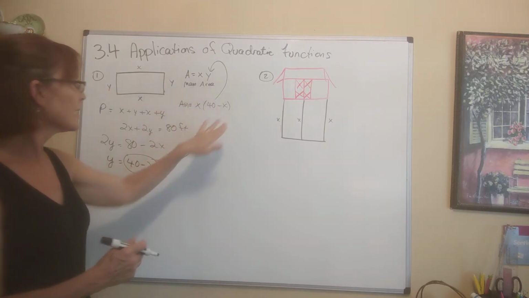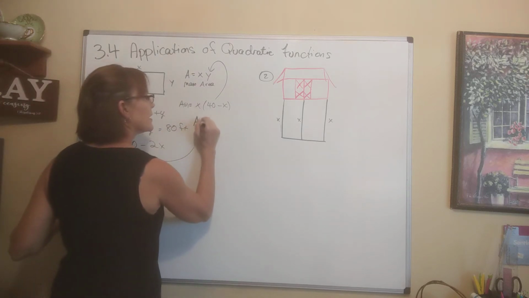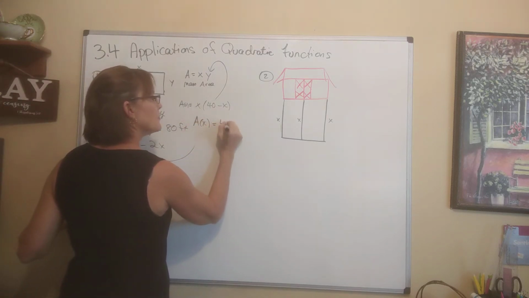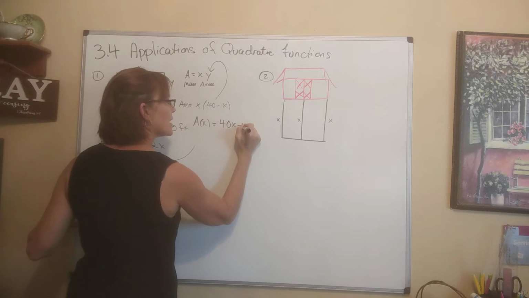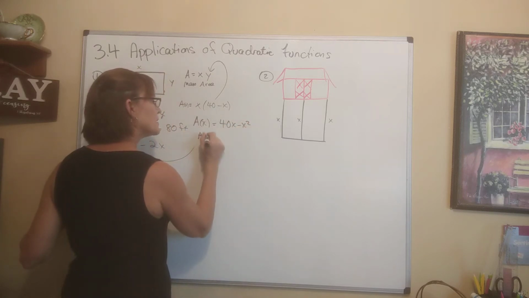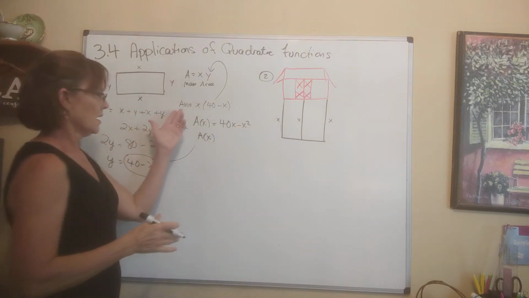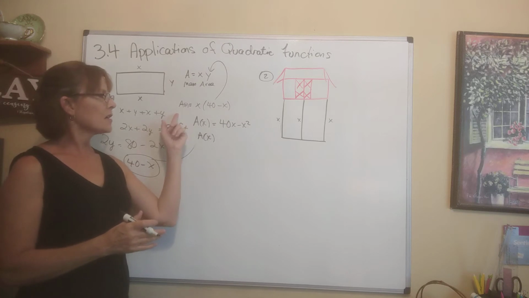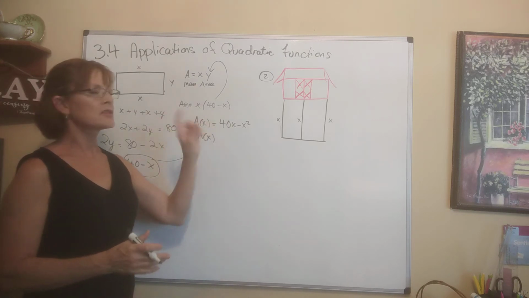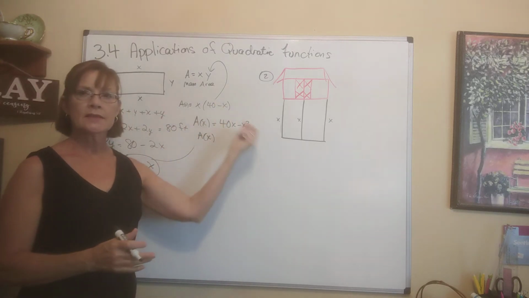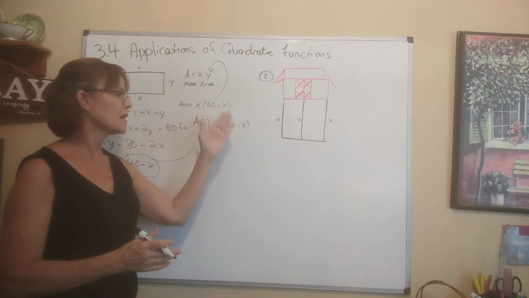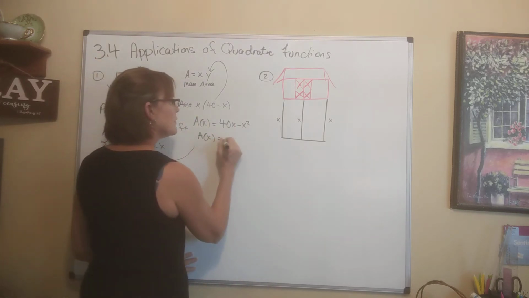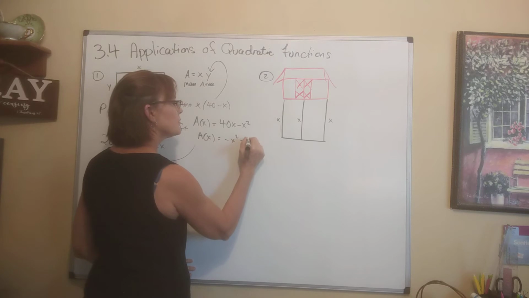I'm going to distribute the x and see what this looks like. So the area is equal to 40x minus x squared. If I want to rearrange this, instead of just A, I call it A of x, because now it's a function of only one variable since we made that substitution. So A is a function of x. A is equal to negative x squared plus 40x.